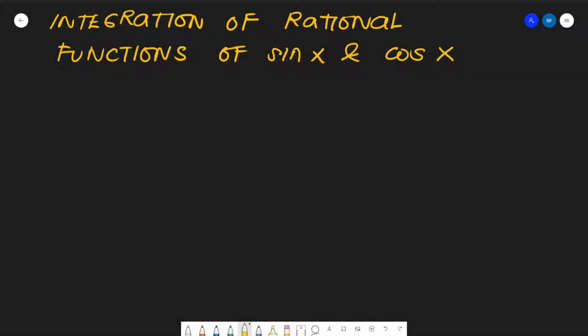So, welcome to our lesson today. We will discuss integration of rational functions of sine x and cosine x. Also, this is known as Weierstrass substitution. We know Weierstrass as a German mathematician who introduced this concept.